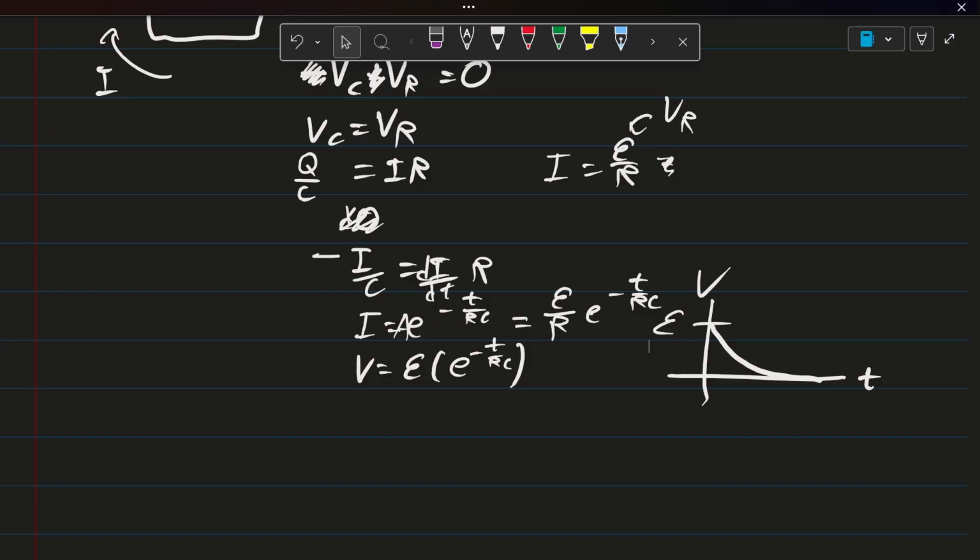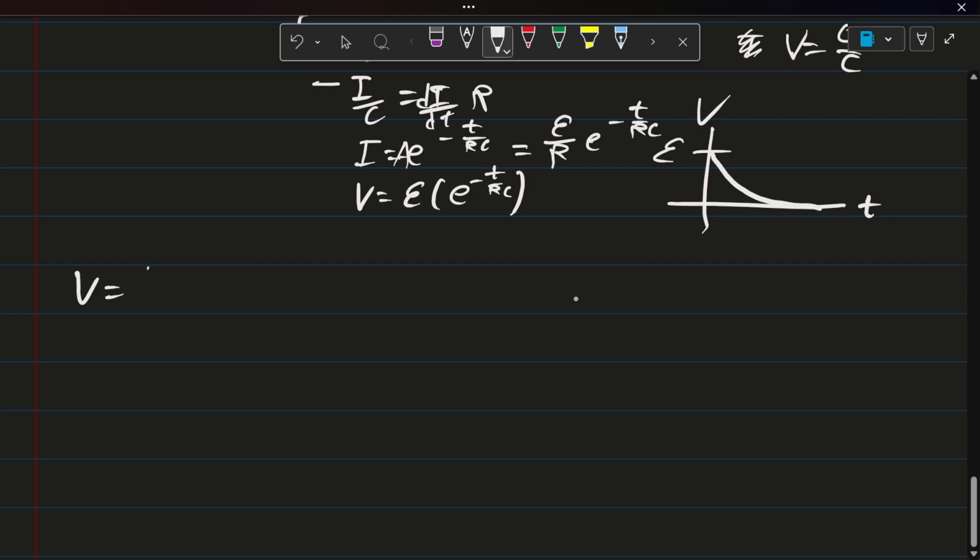Now it might be a little bit hard if you always use the relation that V is Q over C. This might sometimes be too much, to the point that you might need to find a better way to rewrite this equation as an electrical engineer. And it turns out that there is a way. So let's derive that.